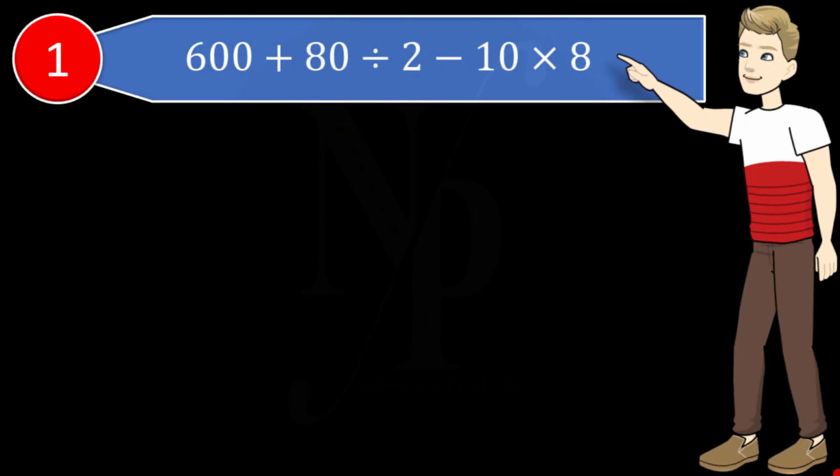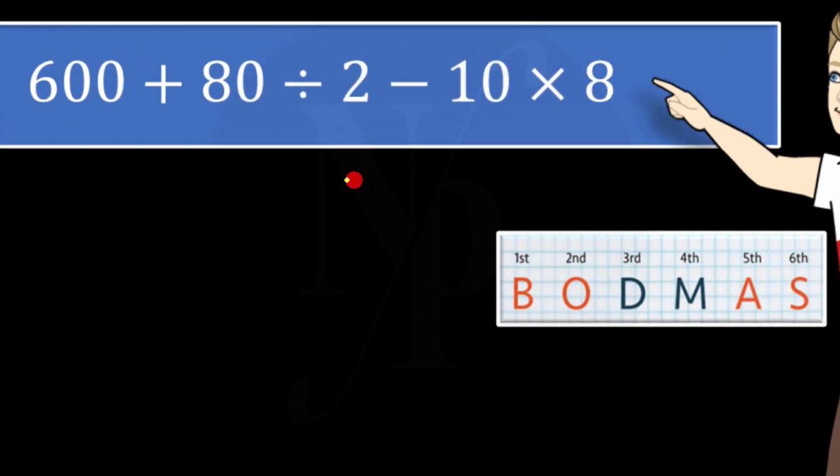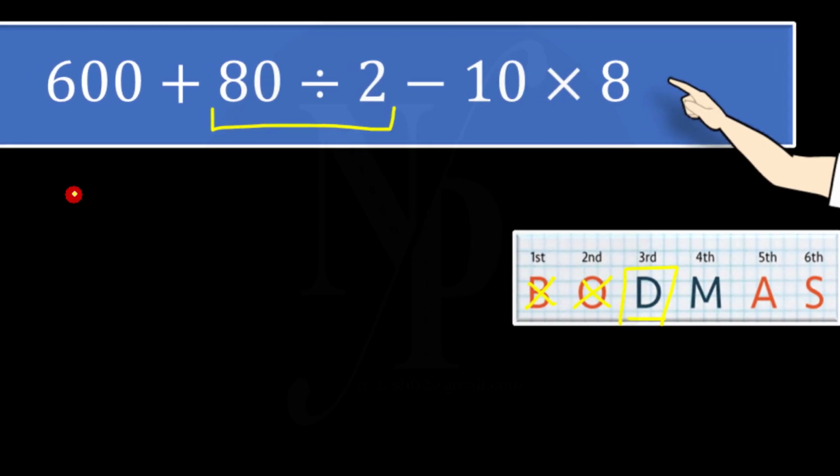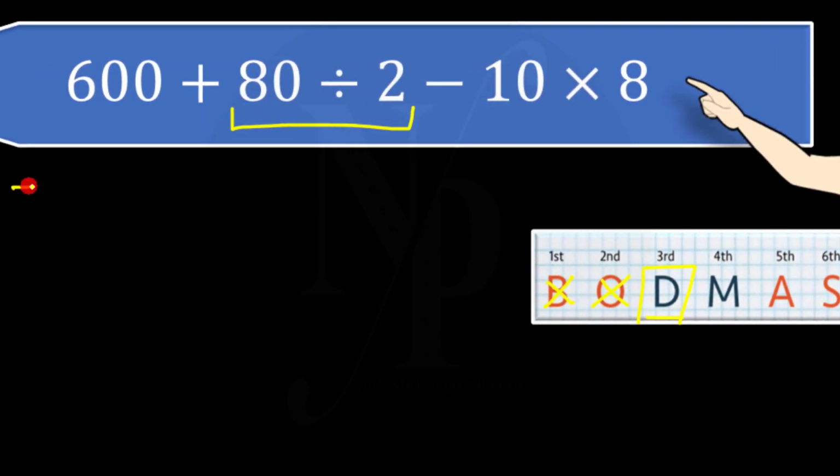Now I take a few examples to show the application of the BODMAS rule. Expression number 1: 600 plus 80 divided by 2 minus 10 into 8. In this expression, we don't have brackets or exponents, so we will perform division first. I divide 80 by 2 in the first stage of simplification of the given expression.